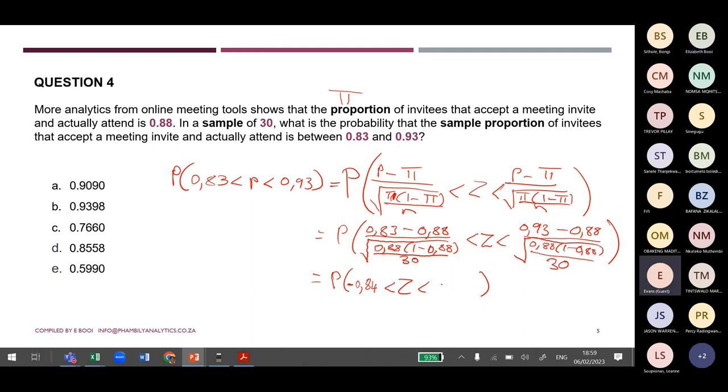And 0.93. The distance is almost the same. Then this side will be positive, but you can just double check because this is 80, this is 9, so same distance. 0.842 also. 0.84. Now we need to go to the table.